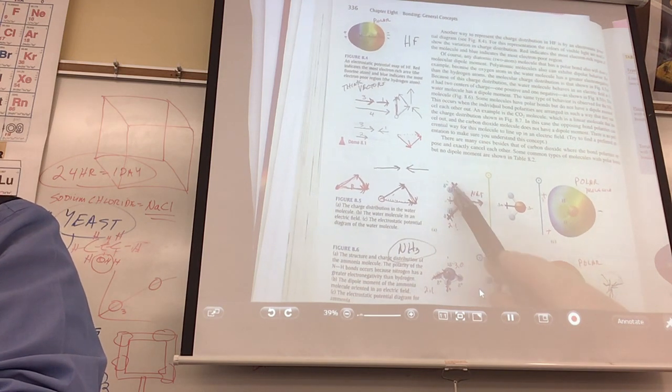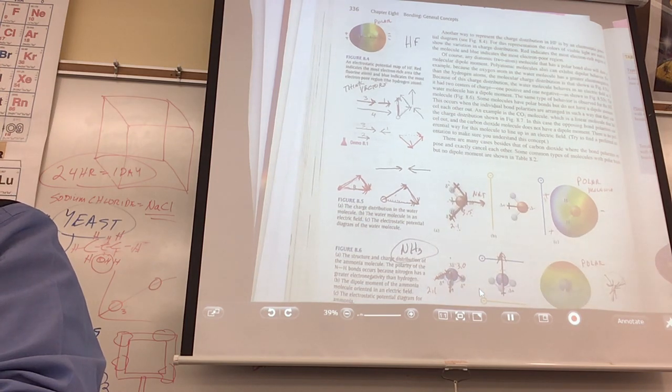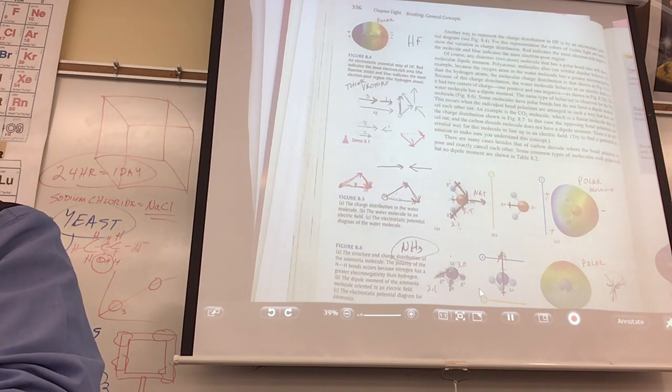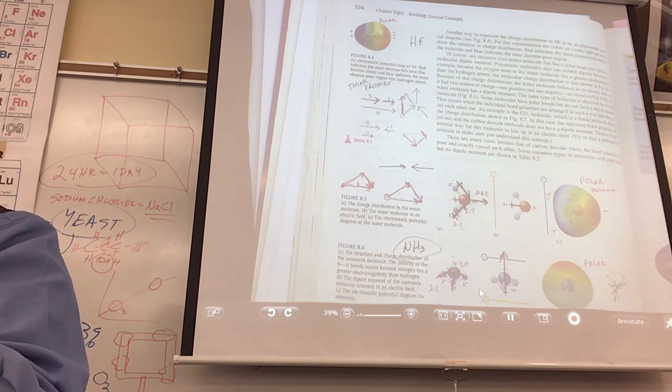But what about the other bond between the hydrogen and oxygen? The other hydrogen and oxygen, what is it going to be? Is it going to be polar covalent also? Okay, so now we have two polar covalent bonds. But will the molecule be polar? And it is. That's a very astute observation, Clay, yesterday.